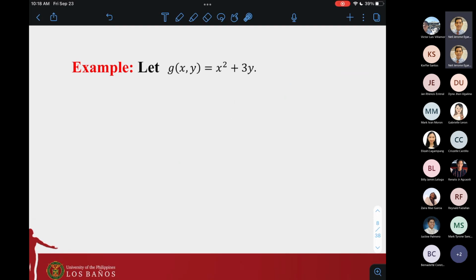Again, we want to check if this is homogeneous of a certain degree. So what I'll do is compute g of lambda x, lambda y, and see if you can write it as lambda to the power n times g of x, y. Right? All the x's are replaced by lambda x, all the y's by lambda y. So I'll have lambda x quantity squared plus 3 times lambda y. Okay? And this will be lambda squared x squared plus, let me put the lambdas first, lambda times 3y.